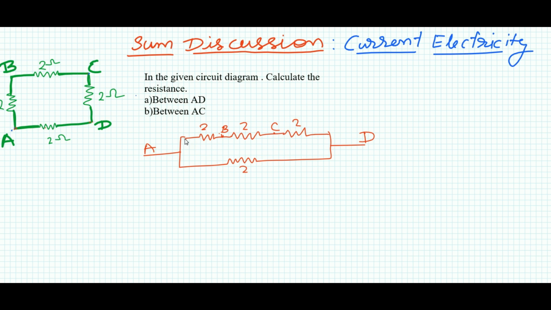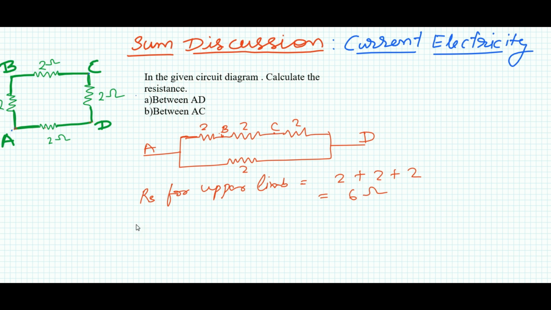Okay, here the resistances in this arm are in series, and this total arm is in parallel with this resistance. So what will be the resistance? We can write it like this. First I will find the resistance of the upper arm, that means RS for the upper limb equal to 2 plus 2 plus 2, that means equivalent resistance for this arm is 6 ohms.